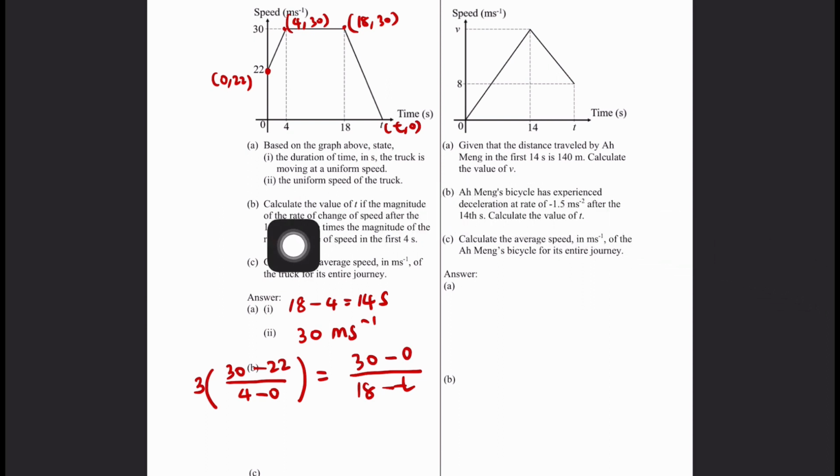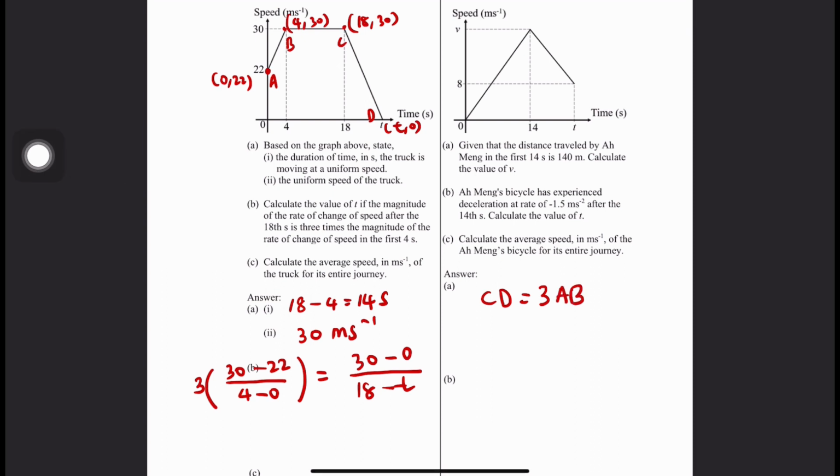Boleh kita tengok sini. Saya ulang balik. Calculate the value of t if the magnitude of the rate of change of speed after the 18th second is 3 times the magnitude of the rate of change of speed in the first 4 second. Okay, saya label lah. Contoh ini adalah A, B. Ni C, D. Okay, macam ni. So maksud dia CD adalah 3 times the first one, AB.